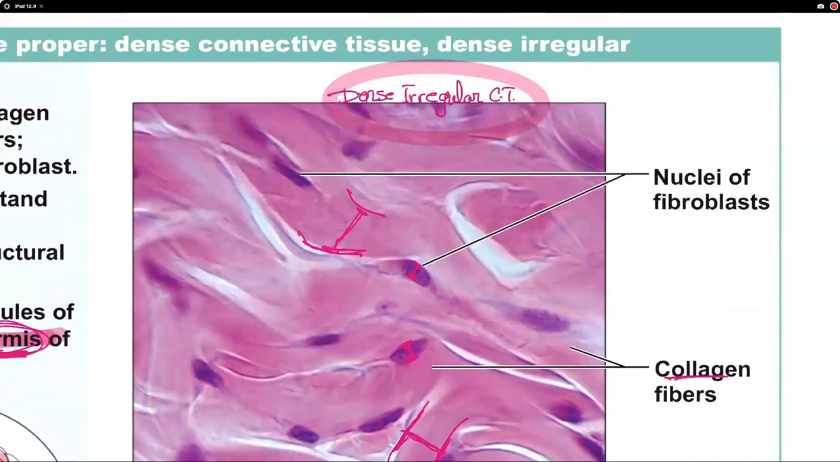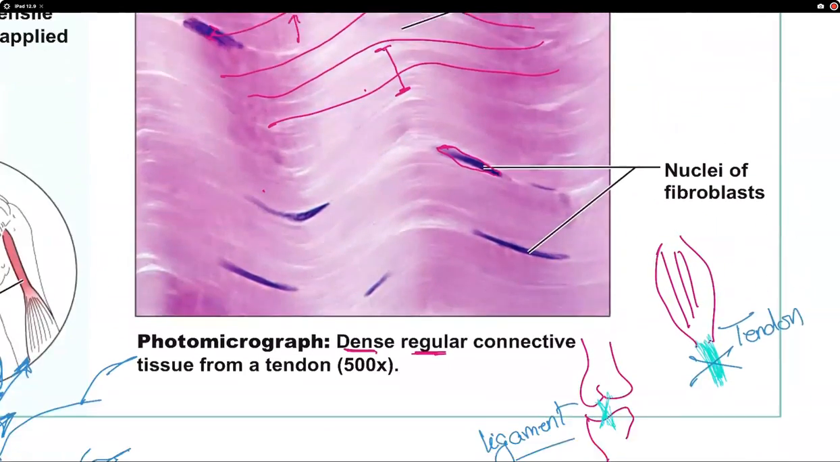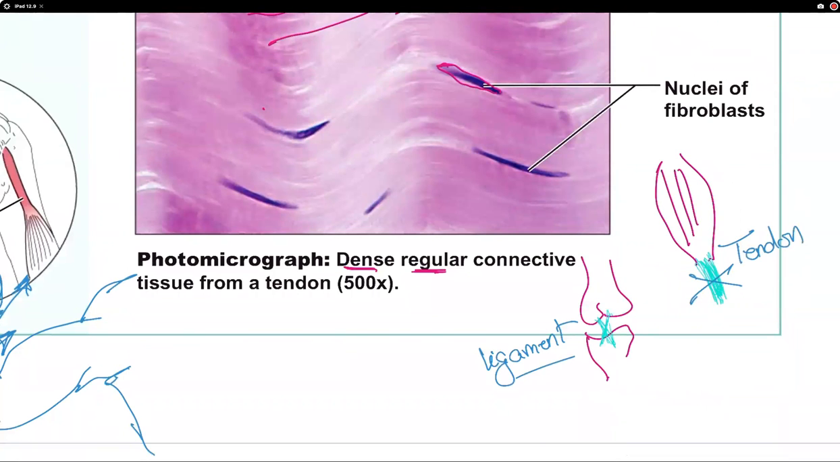In terms of function, the dense regular connective tissue allows you to apply tension in one direction. And you're going to need this functionality in your tendons and ligaments. What is the difference between a tendon and a ligament? The tendon is the one that connects a muscle to a bone, compared to a ligament, which is the one that connects two bones to one another.